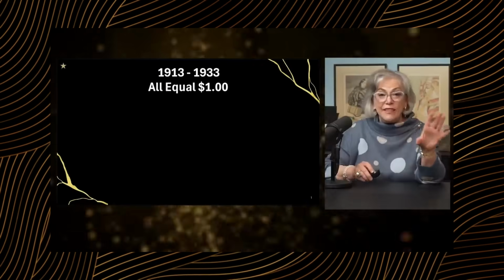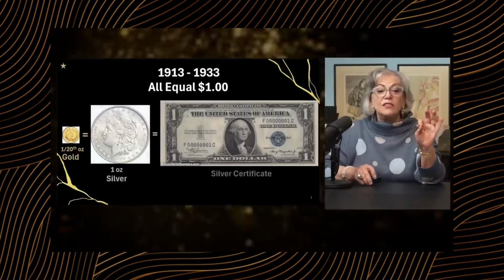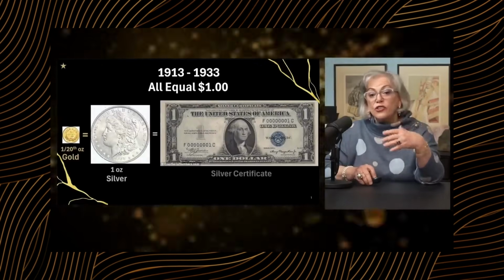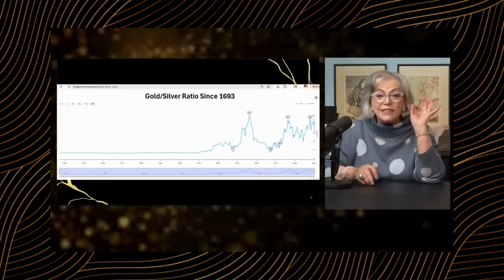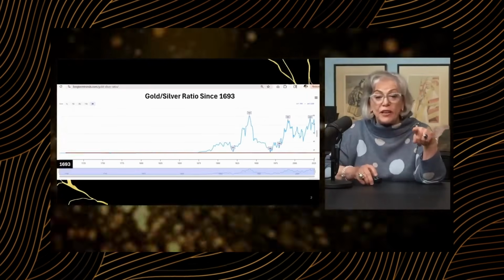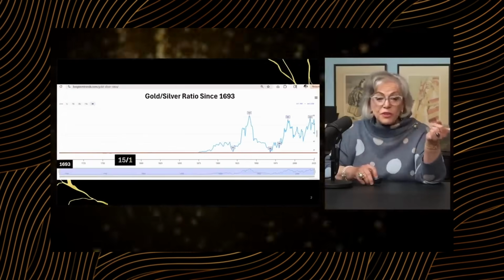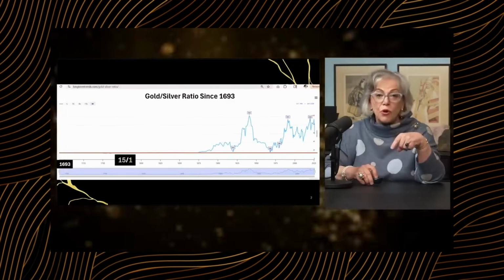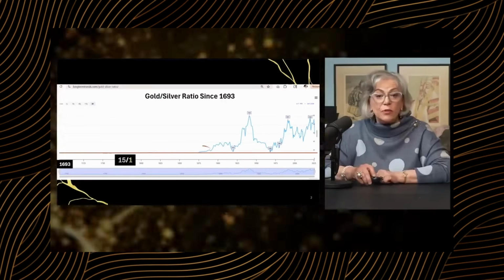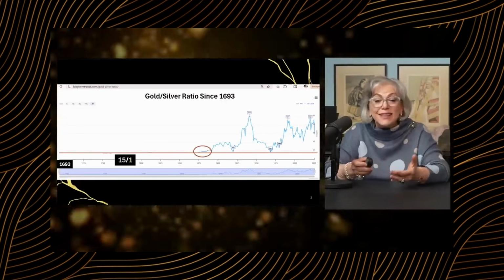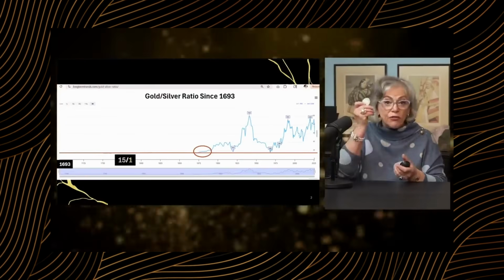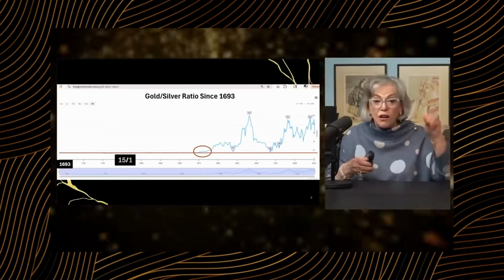So this is, in the beginning, that 20th of an ounce of gold to 1 ounce of silver to a silver certificate, all in circulation at the same time at the same stated value. This takes you all the way back to 1693. So, you hear a lot about the 15-to-1 ratio. Well, that was from 1693 up until shortly before 1913, when we had a little bit of a shift, but that was the norm. And you can see it stayed very steady for 15 ounces of silver to 1 ounce of gold.